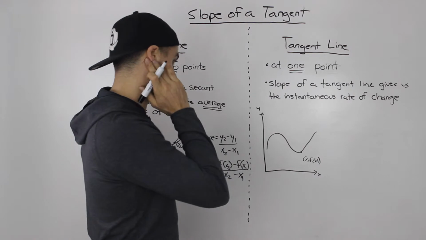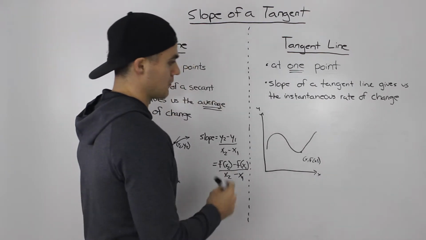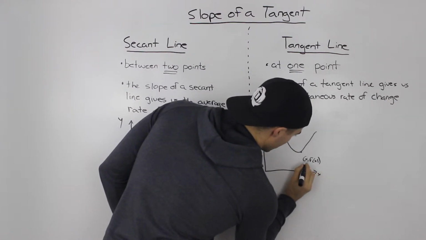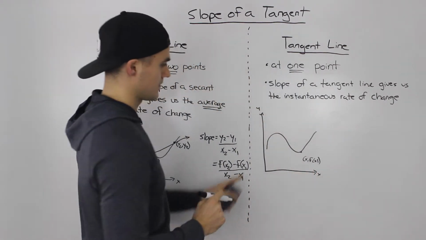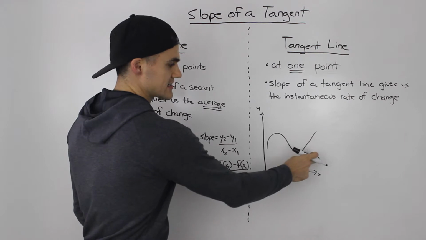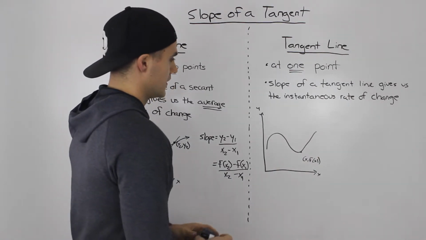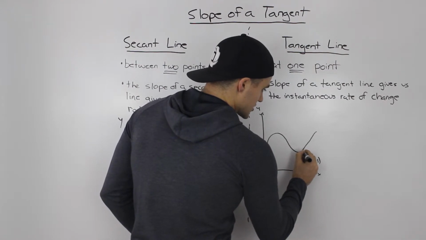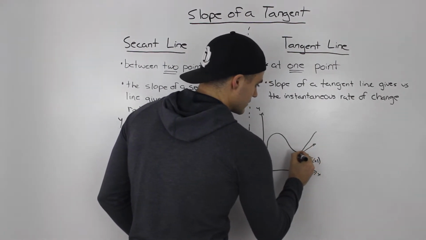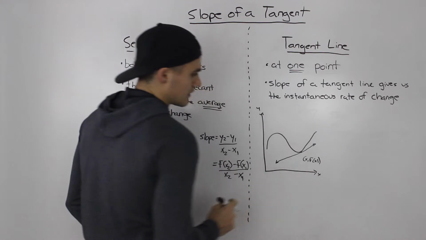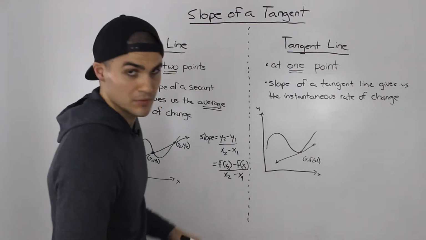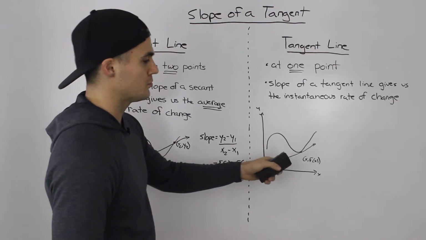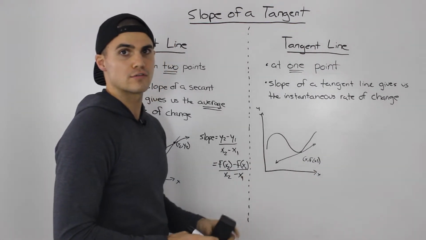Okay, so how would this look like? So let's say that we want to find the slope of the tangent at some point on this function, x and f of x. So how would this look like? It would look like a line that just touches the function at 1 point. So this line here would be the tangent. So how can we find the slope if we only have 1 point?